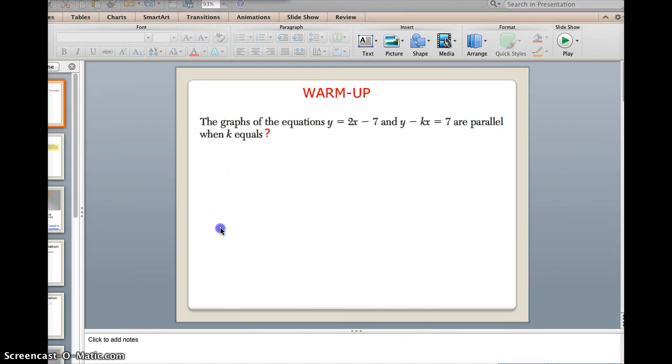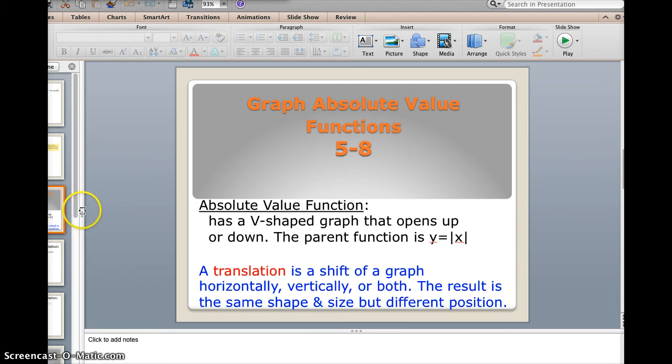All right, let's look at the next section, which is 5-8. Graph absolute value functions, which we actually have already done a little bit of. An absolute value function has a V-shaped graph that opens up or down that we're going to work with this year. Later on down the road you can get V-shaped functions that are tilted or open right or left, but we will not do that in Algebra 1. Only the ones that open up or down.